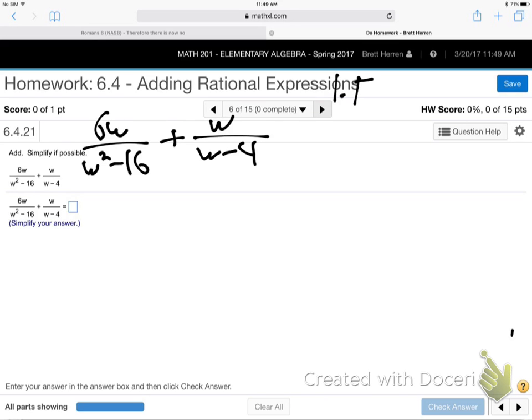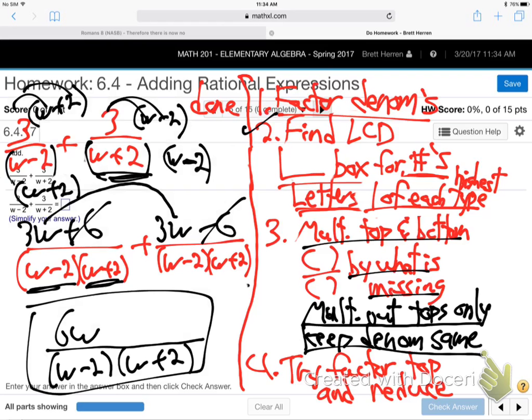Step 1. May I have a question? Yeah. On the problem before, the 6W, would it be 6W squared? Remember, when you're adding, you don't add the powers. That's only multiplying. So if it's 3W times 3W, that'd be 9W squared. But if you're adding things, you just add the numbers in front. You don't mess with the powers.